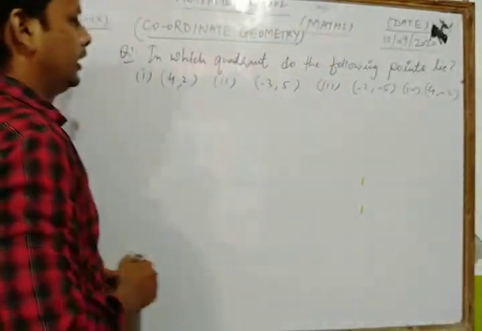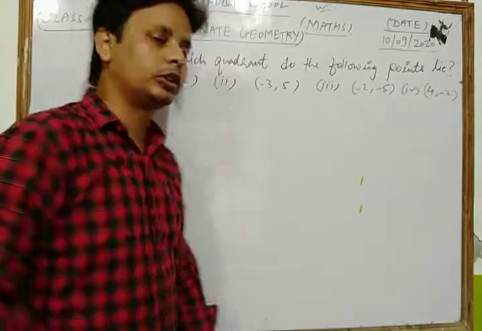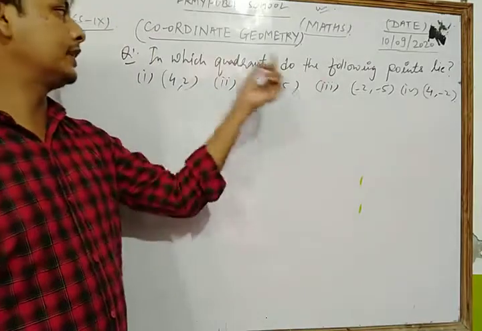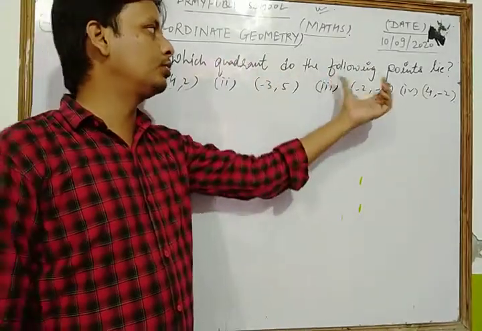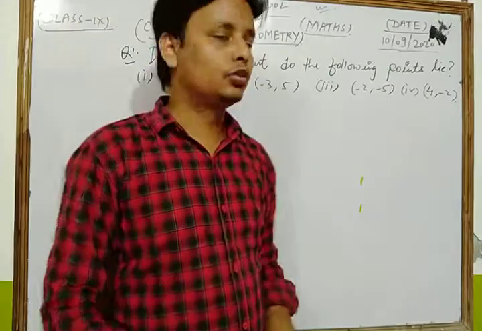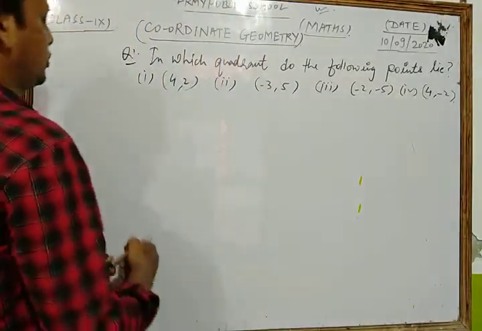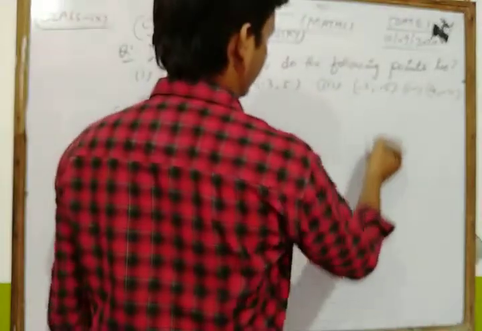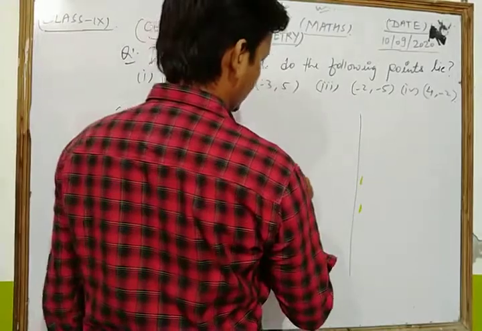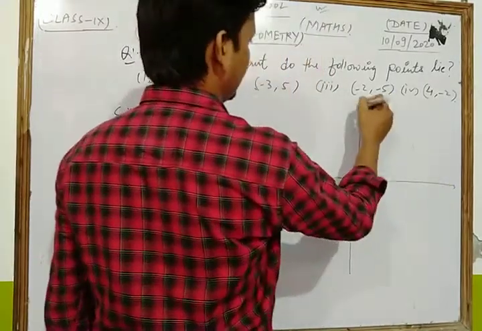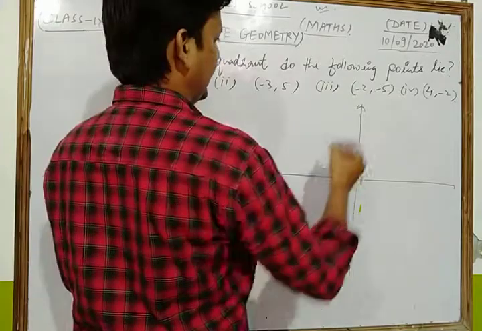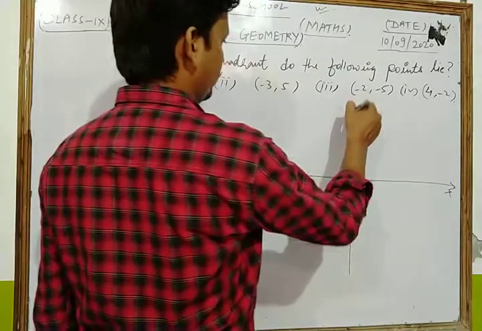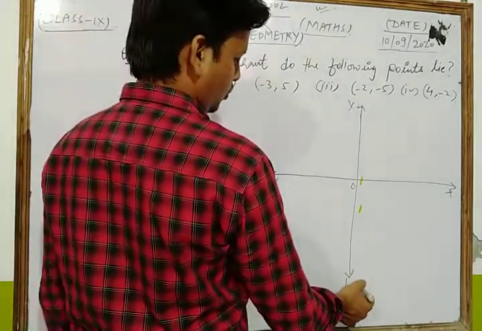Now look, dear student, this is one of the important questions of your syllabus, and your question is, in which quadrant do the following points lie? So let's see its solution. Look, first of all, we draw an axis as X'OX and YOY'.